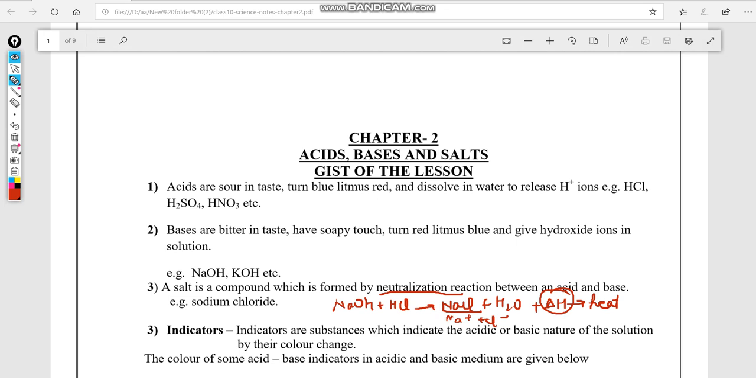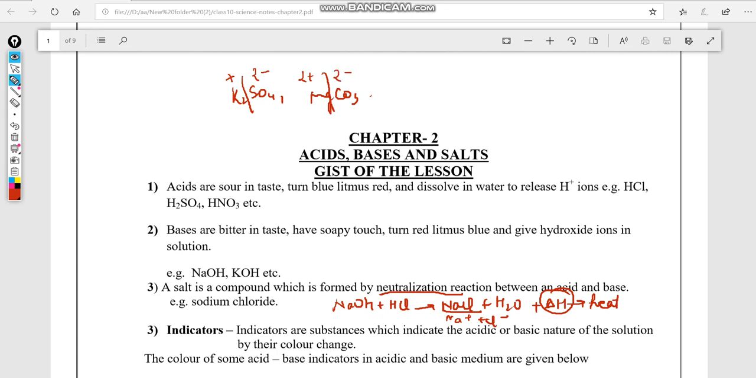Next, one more example of salt. For example, potassium sulfate K2SO4 and magnesium carbonate, all are salts. These salts contain ions other than H+ ion or OH- ion: positive ion, negative ion, positive ion, negative ion. Valency of potassium is 1 plus, sulfate 2 minus, magnesium 2 plus, carbonate 2 minus.